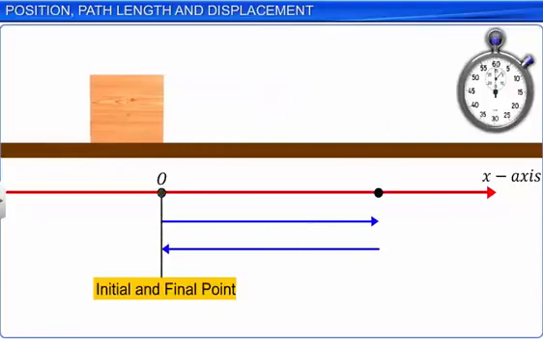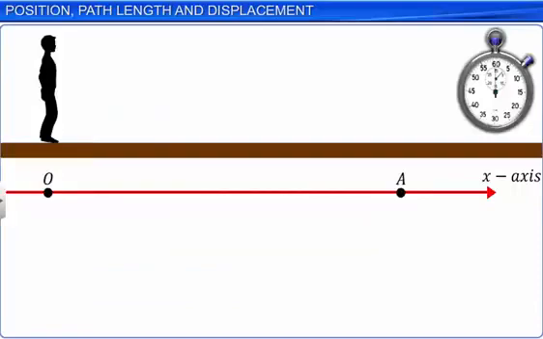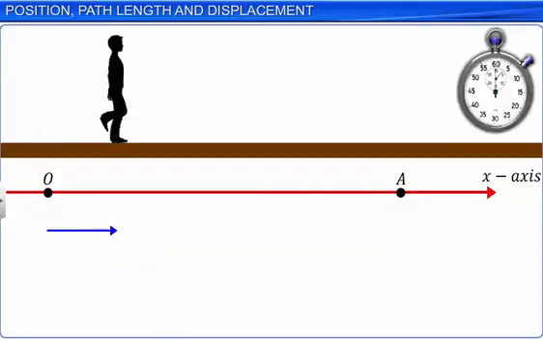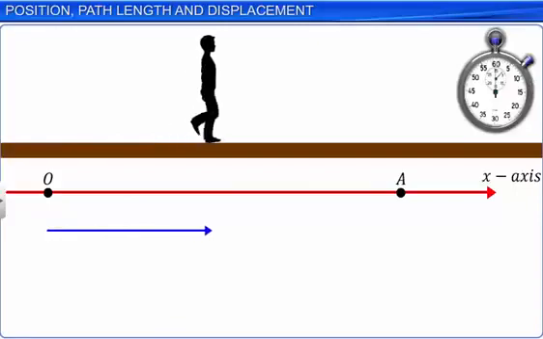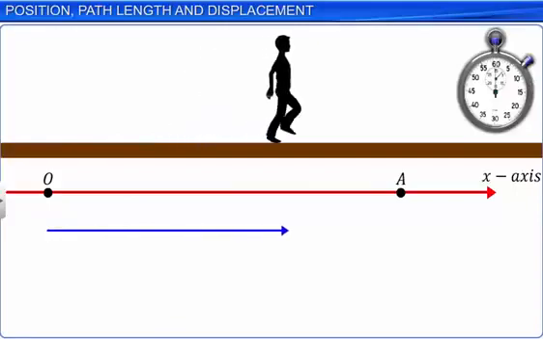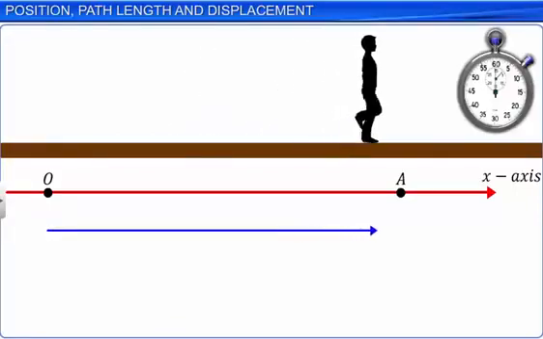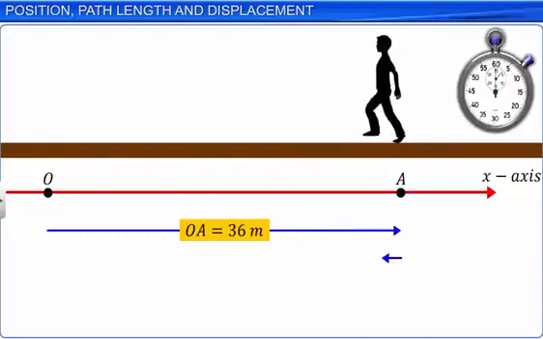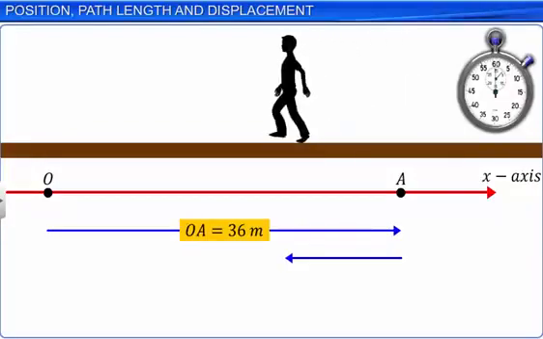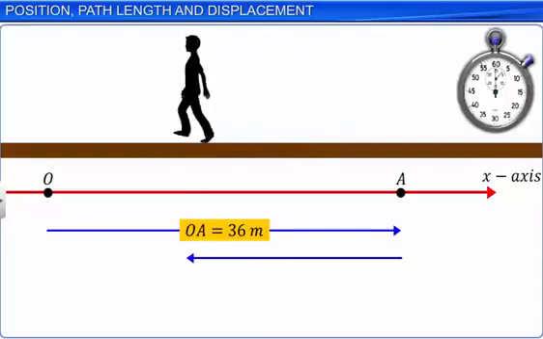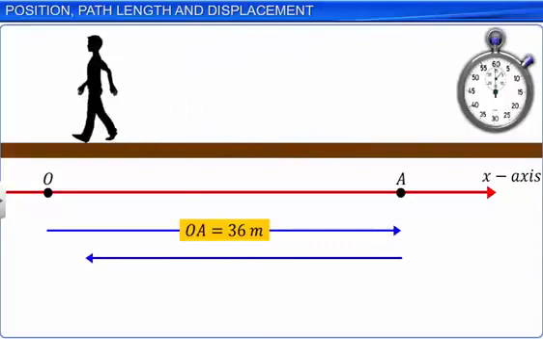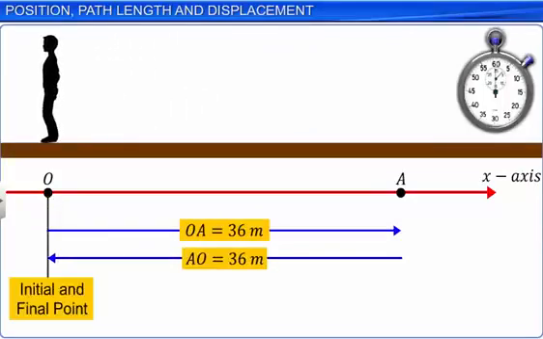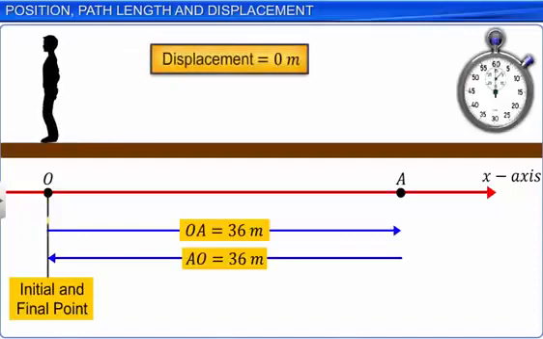For example, the man starts from O, goes to A, and comes back to O. The final and initial position of the man being the same, his displacement is zero. However, the path length of his journey is 72 meters.